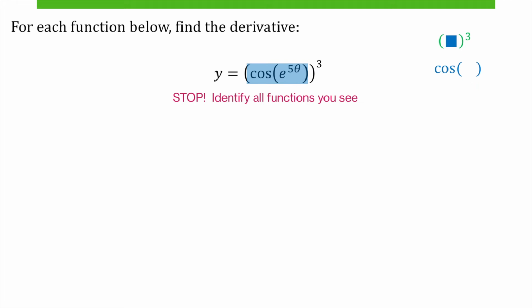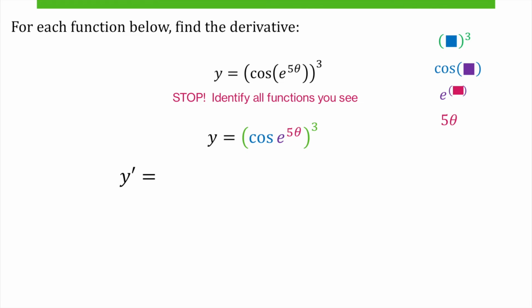The cosine of what? The cosine of e to the something. E to the what? E to the 5 theta. We have 4 functions, so we're going to take the derivative 4 times. I've rewritten it so you can see the outside to inside functions, and let's go.